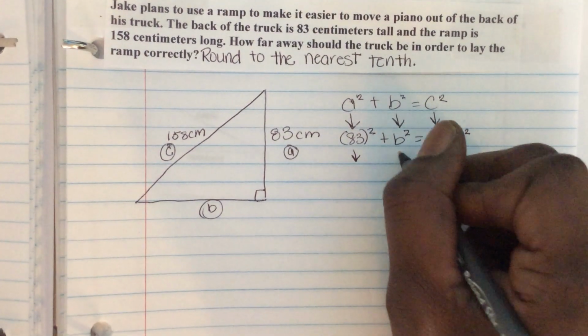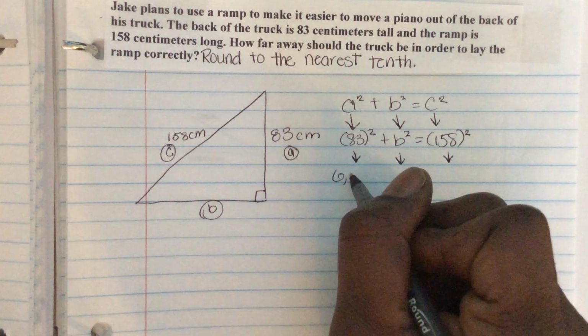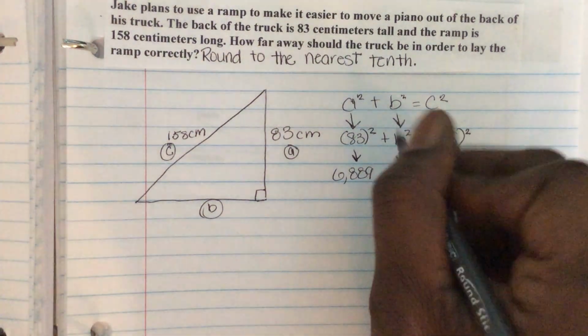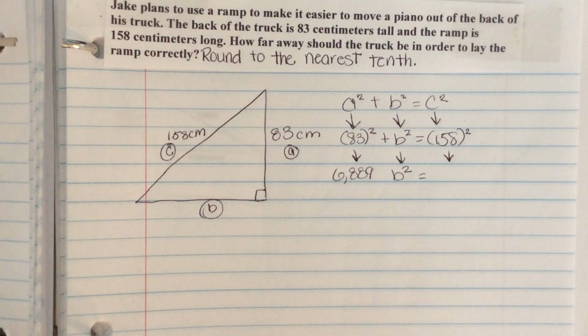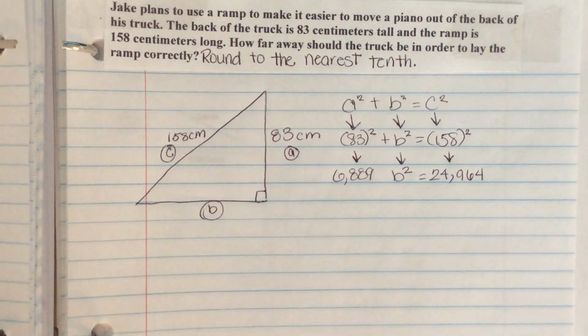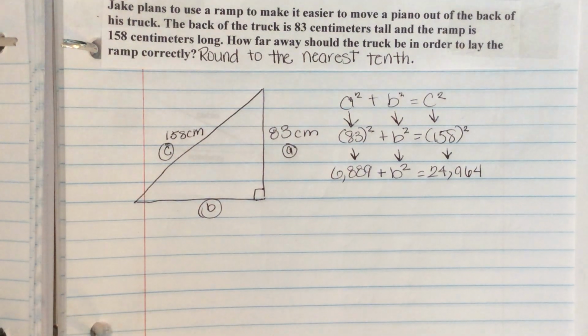So now when I evaluate my squares, I know 83 squared is 6,889, or 83 times 83. I still don't know my B, so I bring down my B squared. And I know that 158 squared is 24,964. And of course, don't forget your plus sign. So now I have 6,889 plus B squared equals 24,964. So how am I going to determine the value of just one B?